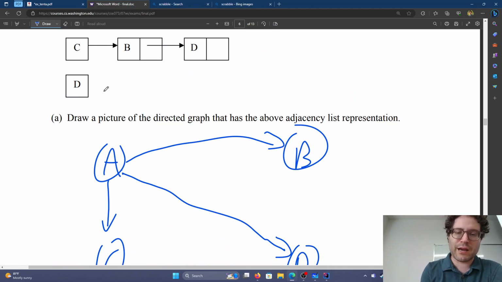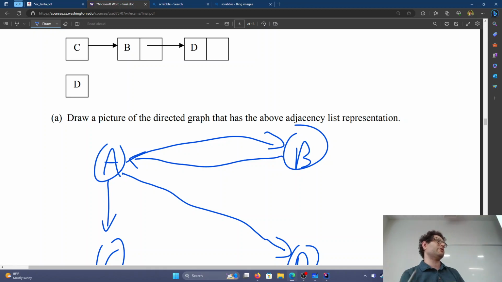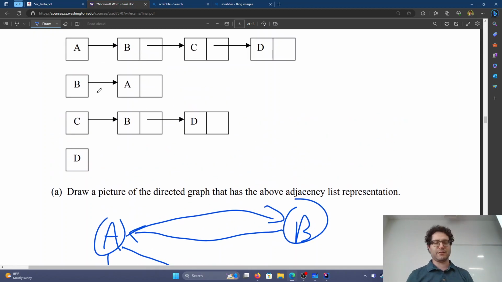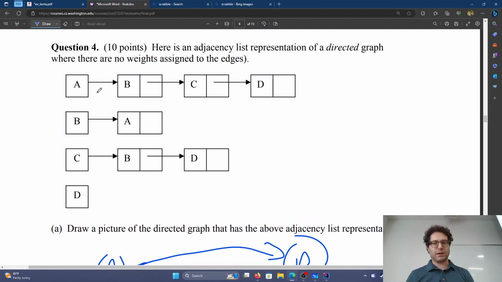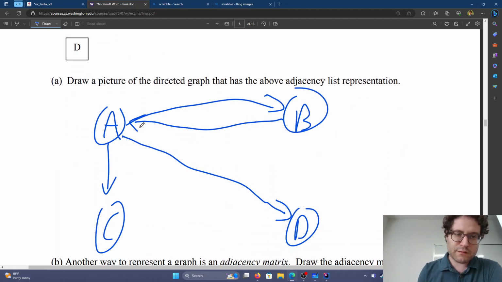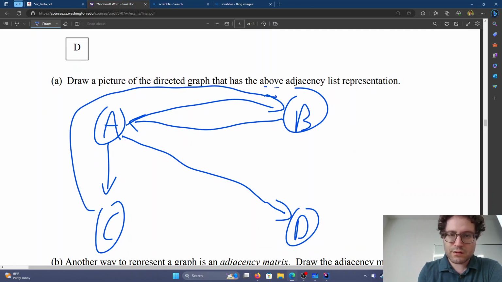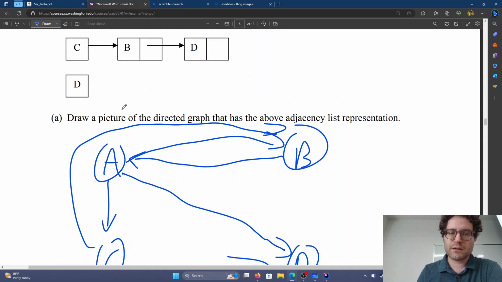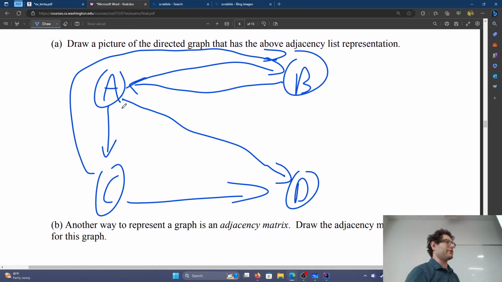Now it says we've got an edge connected from B to A. This is perfectly legal, right? You can have one edge going one way. You can have an edge from A to B and B to A if it's directed. And they did mention it was directed. So, okay, C to B, C to D, and then D doesn't go anywhere else. Okay?